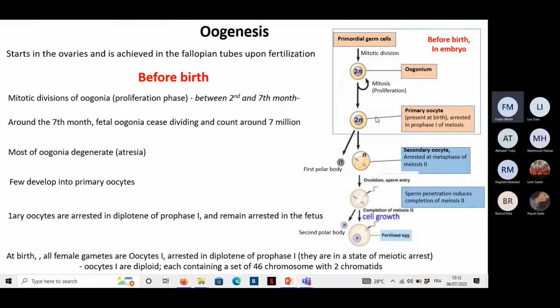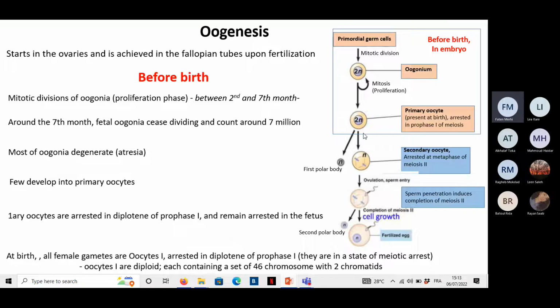So when a female is born, she will be born with a pool, a certain number, of primary oocytes, but not oogonia. So it's not like in the male. A male has spermatogonia, which are stem cells that can always generate other spermatocytes and more mature cells.